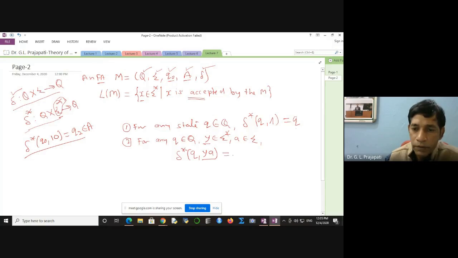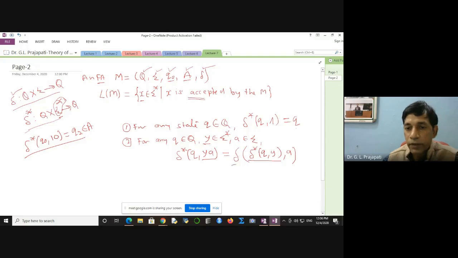This is the string you have. So how would you come to know where your machine is going to reach? First you need to know that on receiving the input string y, you are at the state q, and where your machine moves. The output of this is that you move to some state, and from that state, if you get the input a, then where do you move? You can define this by the transition function of the machine, delta. Delta is the transition function of the machine. So this is the way.